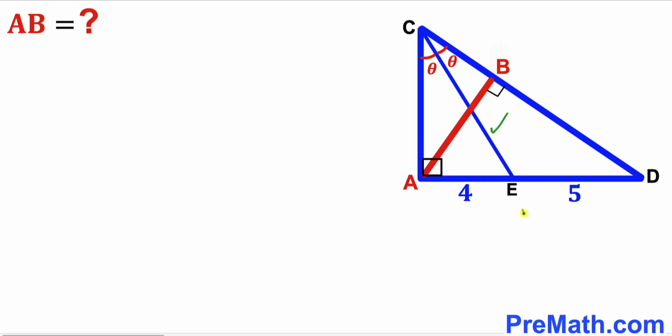In this video, we have this blue right triangle CAD along with this angle bisector CE, as you can see in the given diagram. In other words, angle ACE is theta, and this other angle ECD is theta as well. Moreover, segment AE is 4 units, whereas segment ED is 5 units, and furthermore AB is perpendicular to side CD. Our task is to find the length AB.